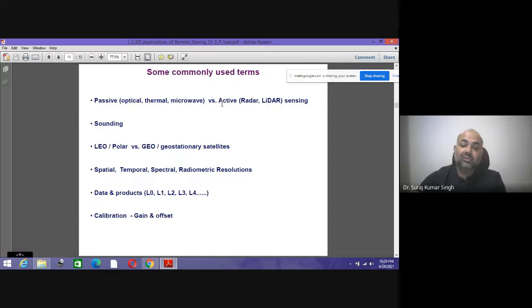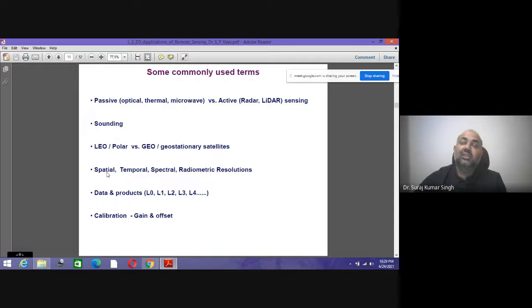That is also known as active remote sensing, in which we use lidars and radars for sensing the object, and we are also using polar satellite images and geostationary satellite images, where we are mapping any earth object on the basis of its spectral resolution, temporal resolution, spatial and radiometric resolution that we have already discussed.